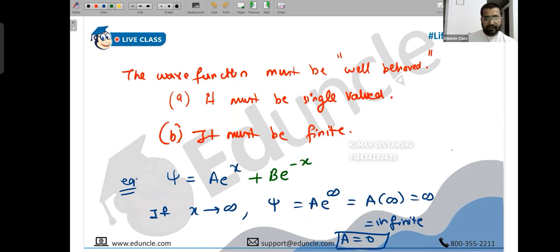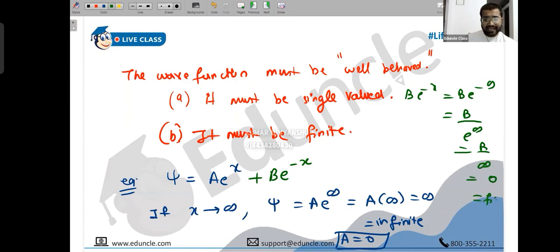So you can write that this second term, b e raised to minus x, at infinity is b e raised to minus infinity, which is b upon e raised to infinity, which is b upon infinity. Anything upon infinity is 0. 0 is a finite value. It means at x tends to infinity, the wave function is becoming 0. That is fine. If the wave function becomes 0, it's not infinite at least. It means a will be 0, but this will exist. This can exist. It is allowed to exist.